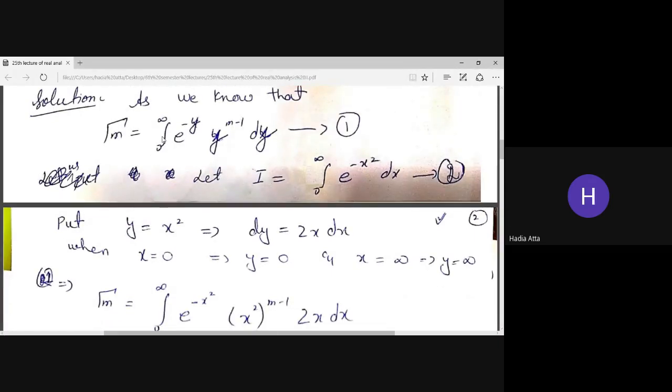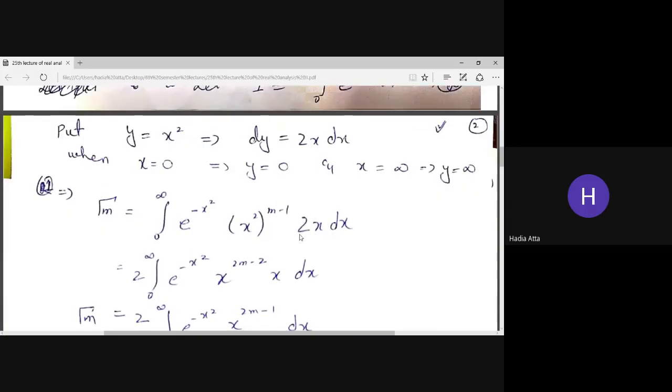Your equation number 1 becomes gamma m, same as it is. Limits are the same, 0 to infinity, e raised to the power minus x square, because here we will take that y is equal to x square. So replace that y by x square, y by x square raised to the power m minus 1, and dy is equal to what? 2x dx.